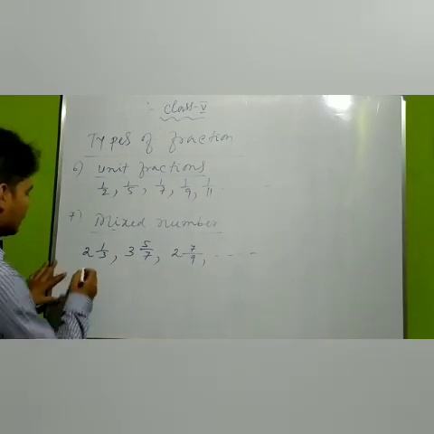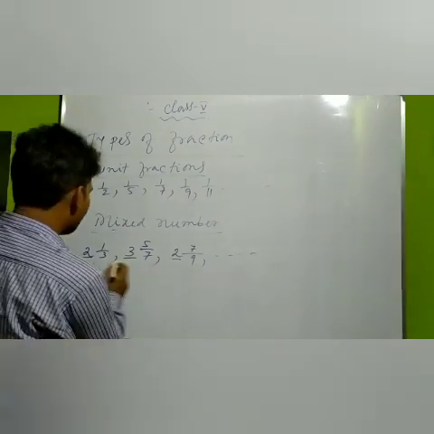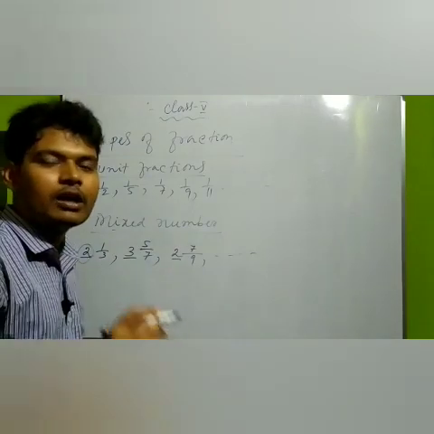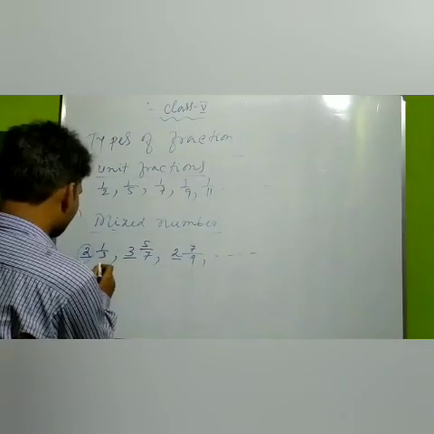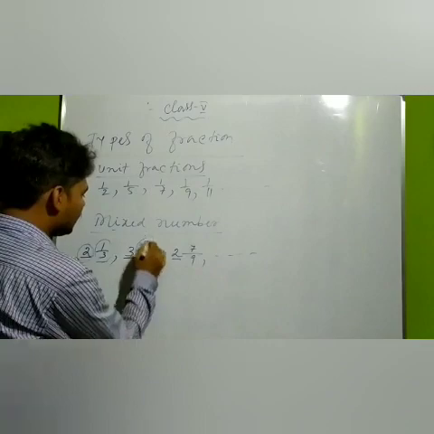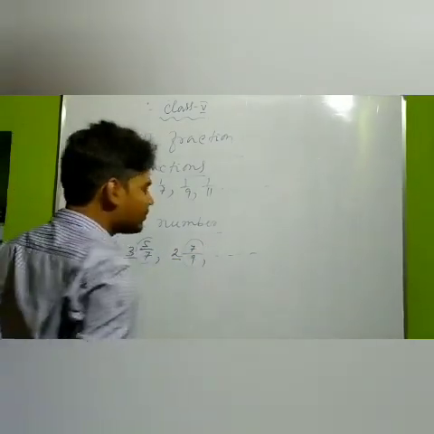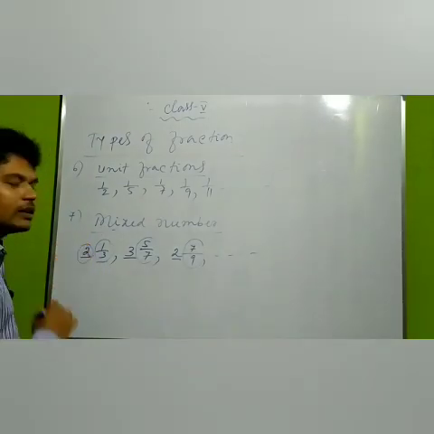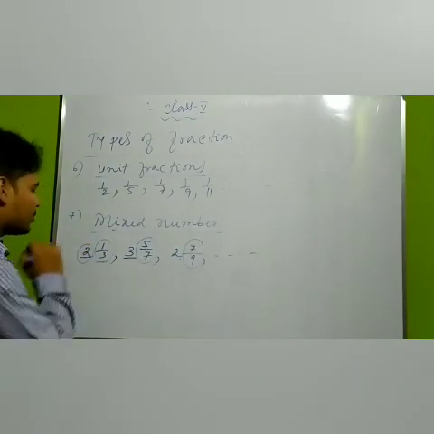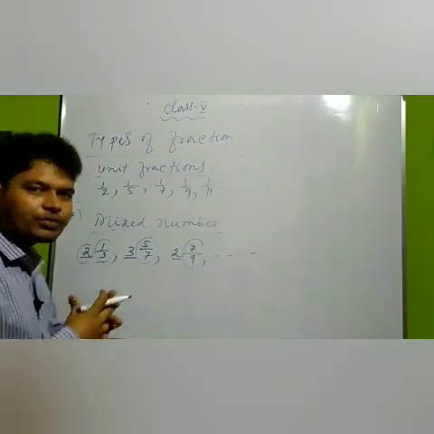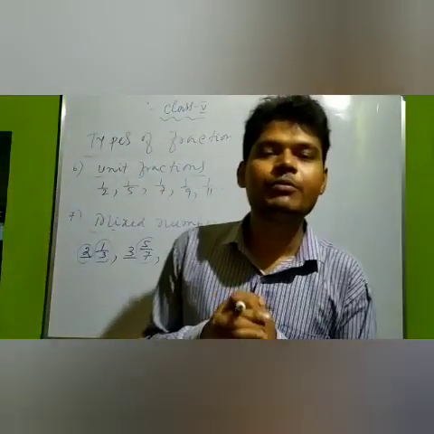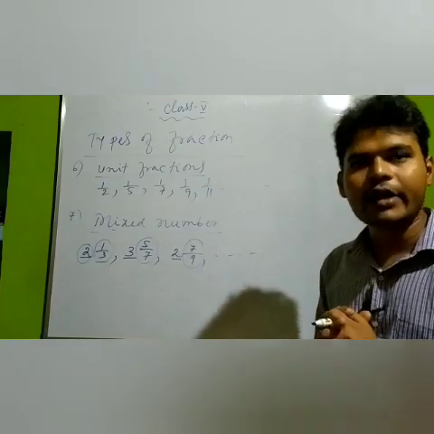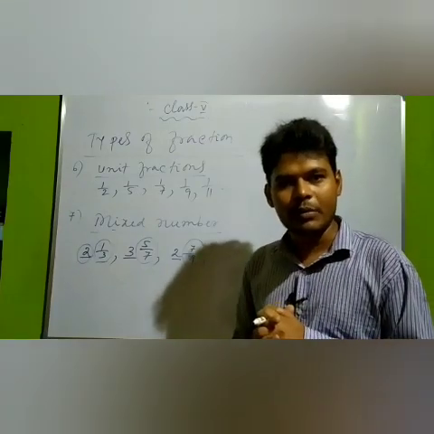Okay, here these are the whole number combined with a proper fraction. You can see here in all the fractions the value of the numerator is less than the denominator, so that are the proper fraction. So the combined form of the whole number with a proper fraction, that is called the mixed number. I hope all of you understood this properly.